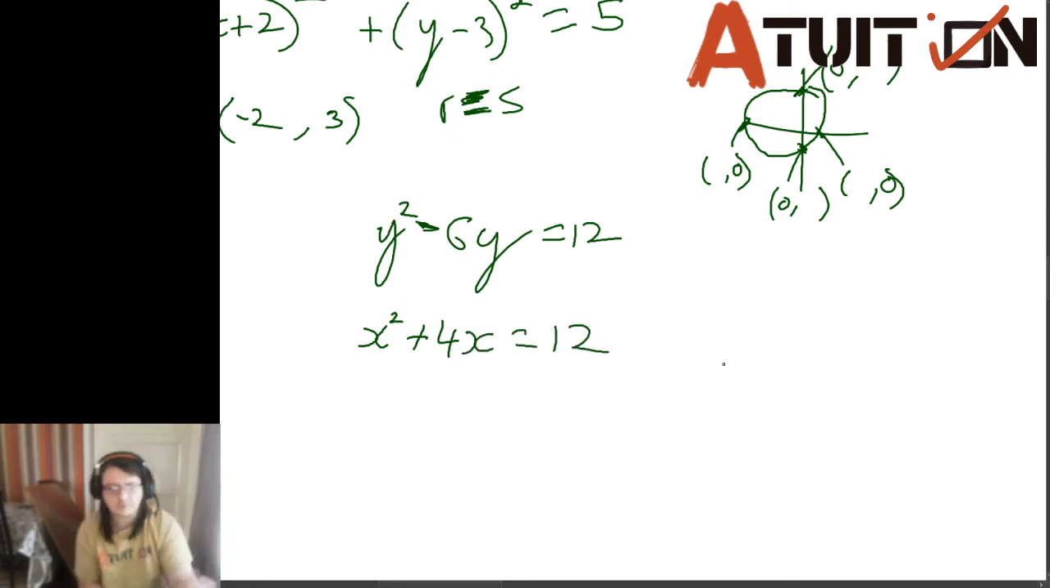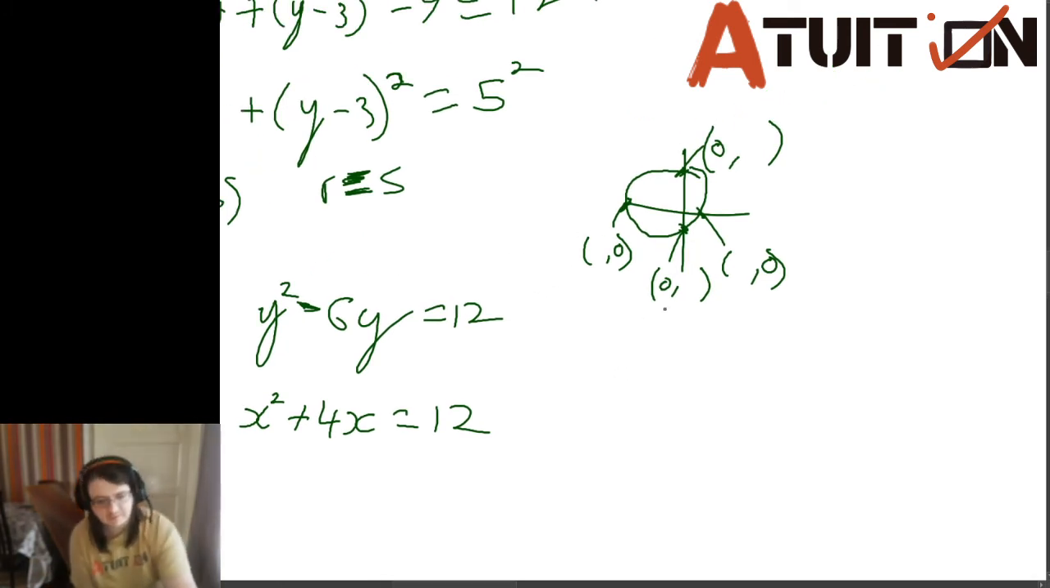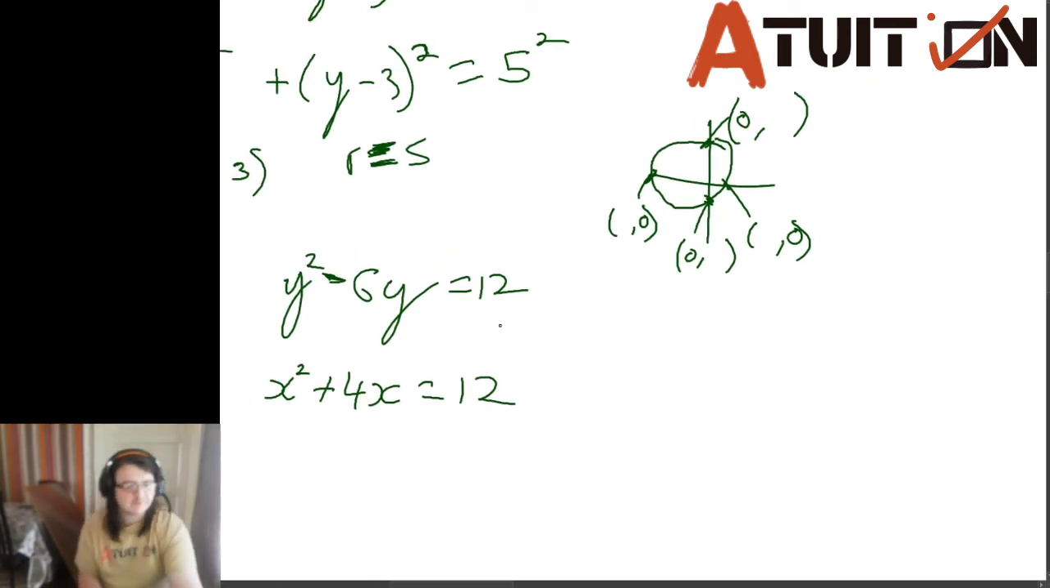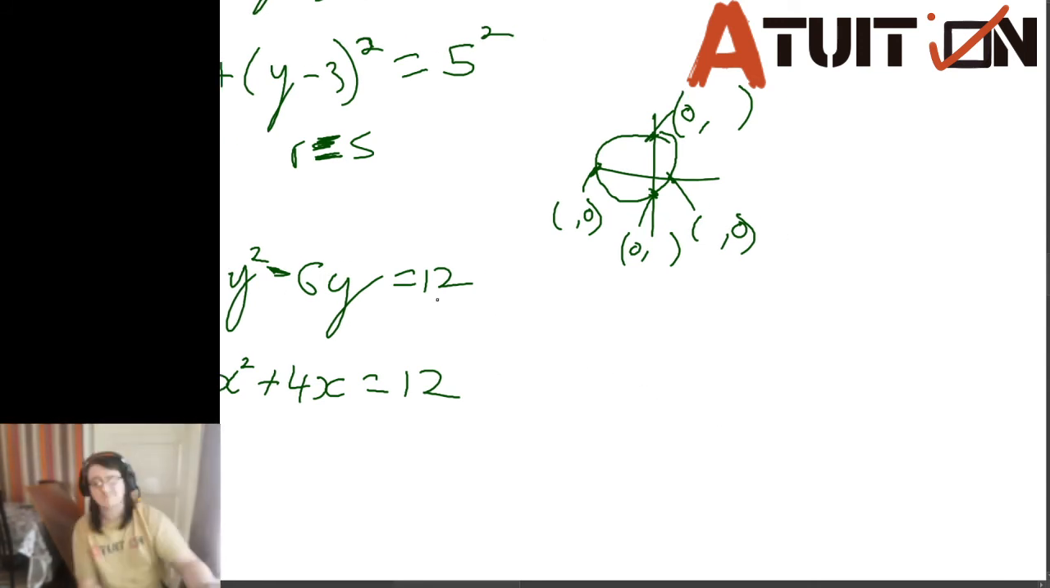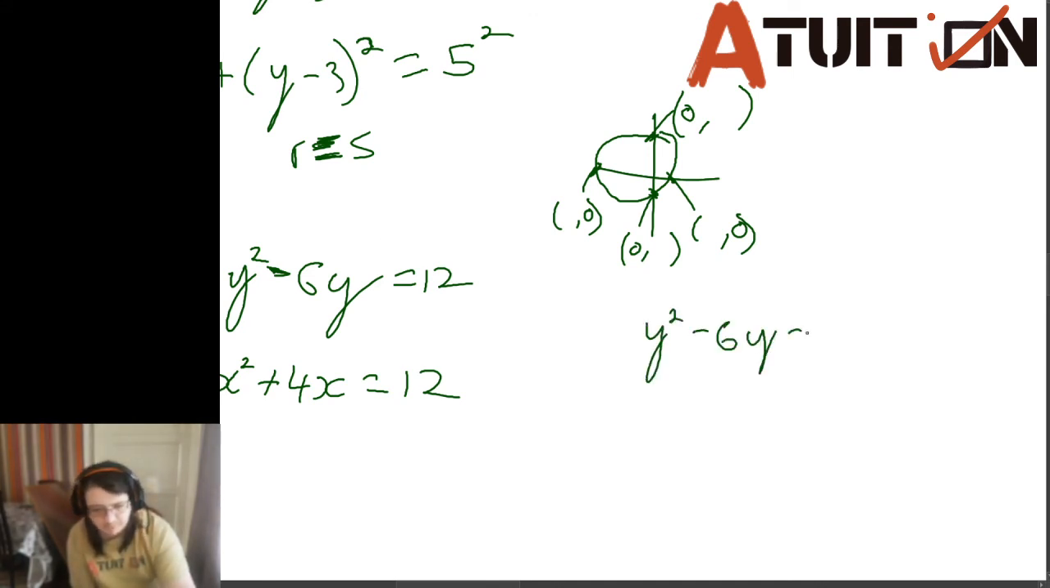That's just a couple of quadratic equations, and if we solve both of them and get both the answers for each, then that's all 4 of these. So let's do that. So y squared minus 6y equals 12. It's a quadratic equation. We just need to solve it. So let's make it equal 0. Y squared minus 6y minus 12 equals 0.